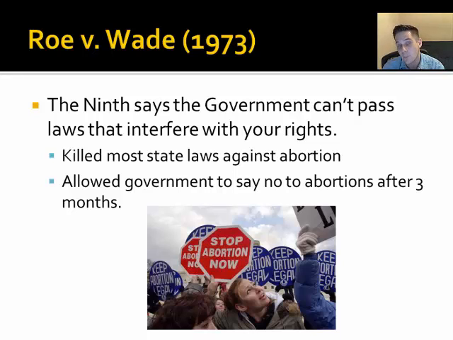Even though abortion rights aren't clearly laid out, the Ninth Amendment says any rights not clearly laid out, that doesn't mean that they can be violated. So it killed almost all state laws against abortion, and allowed government to say no to abortions only after the first 3 months. Later, if the state wanted to, but after the first 3 months, the government has the freedom to say no abortion, but not for the first 3 months.